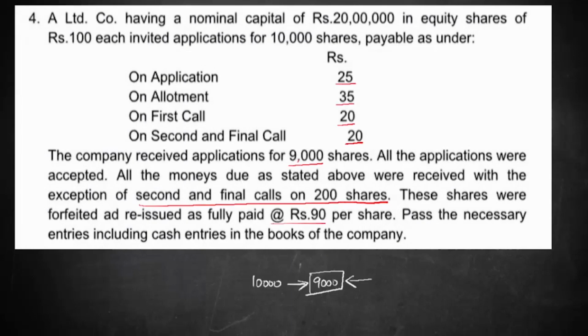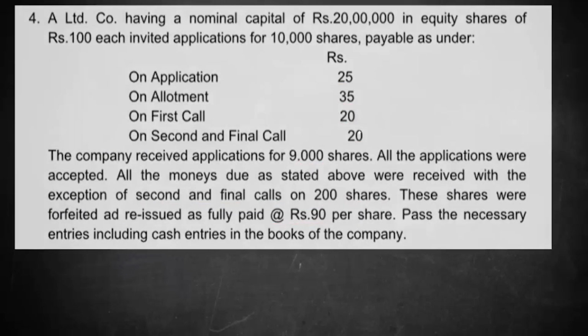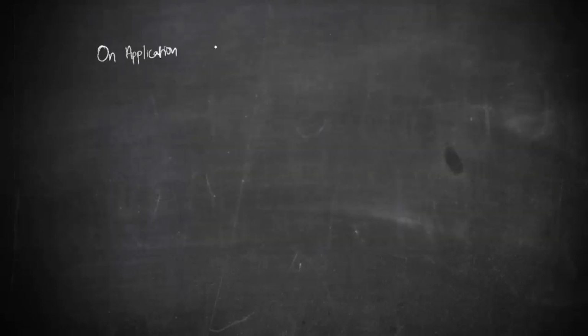We have to know what is the amount that is due and what is the amount that is actually received. On application, what is the amount that is due? We have that information. On application it is 25, allotment 35, first and final call 20, 20. So we'll write that on application it is rupees 25 that is due. On allotment it is 35 per share.